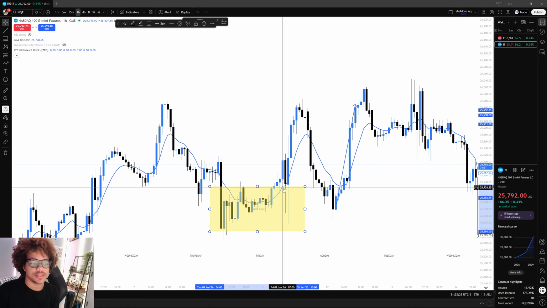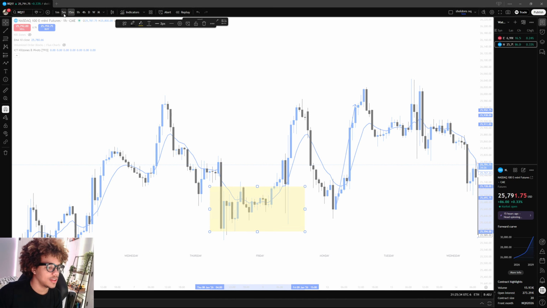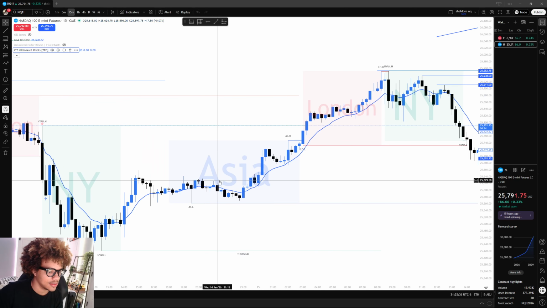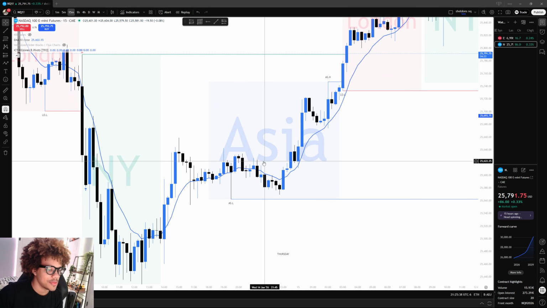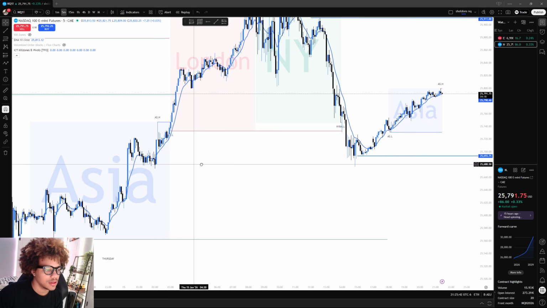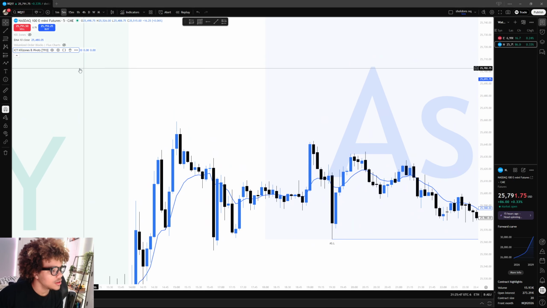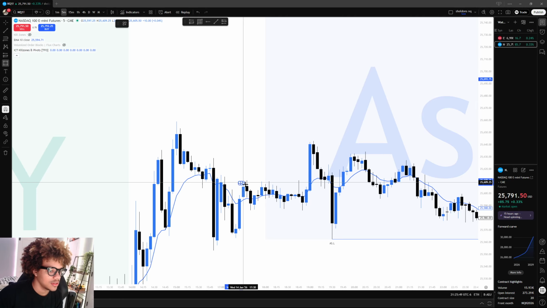Trying to trade this consolidation is literally making everything 10 times harder. Because if you look at it, this is what that looks like right here on the 15-minute time frame. That's exactly what that looks like. On the 5-minute time frame, it looks like this. Why would we be trying to trade this? What good is this doing, you guys?